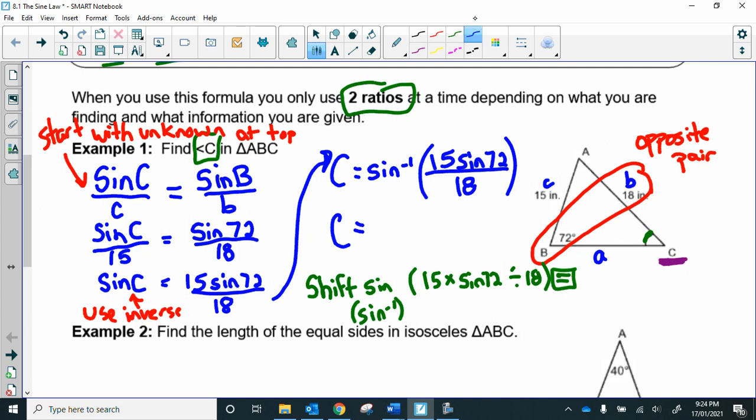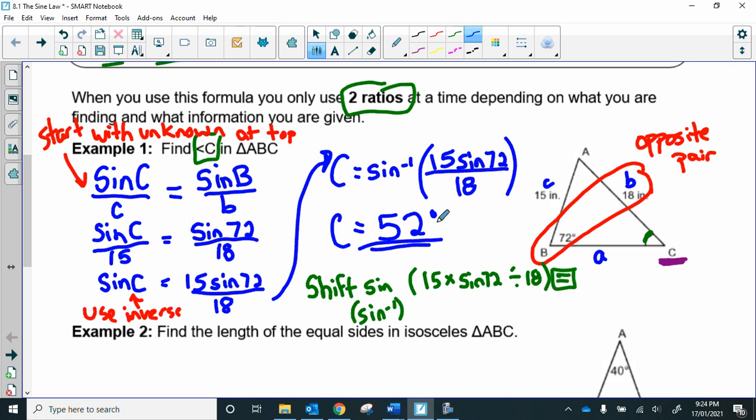And when I do that, I actually get 52.4, which, don't forget when you're solving for angles, if it doesn't say, we are going to round it to the nearest degree. So try punching that in your calculator to get 52 degrees.